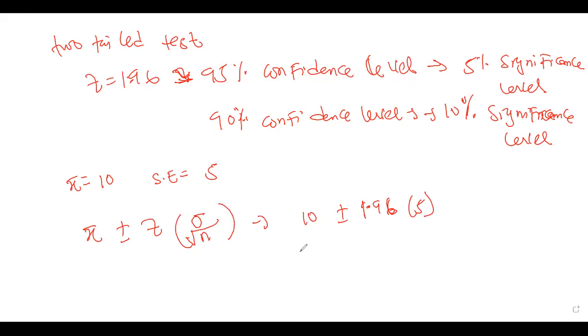All right, so if you multiply 1.96 by 5, that would be 9.8. So it will be 10 plus or minus 9.8. And this will be 10 minus 9.8 up until 10 plus 9.8. So this will give us 0.2 up until 19.8. So if I'm going to draw a diagram for this, it will look like this.